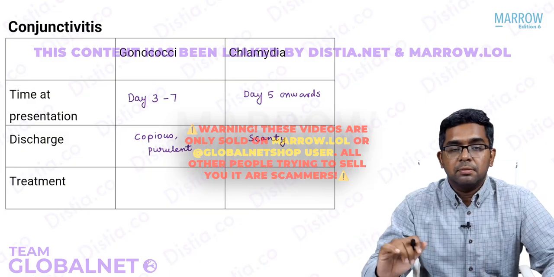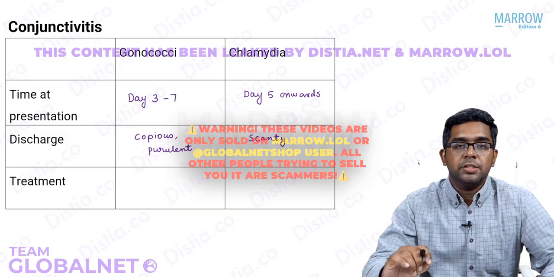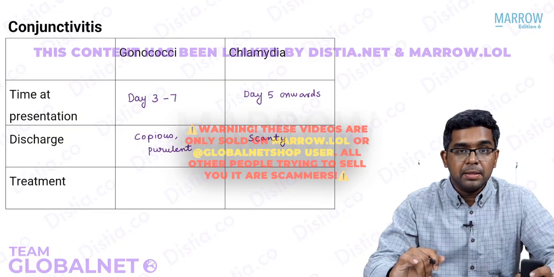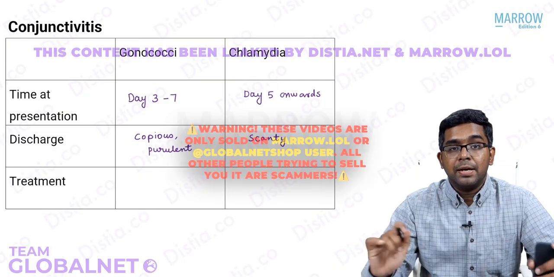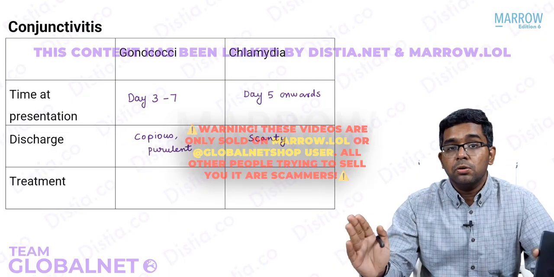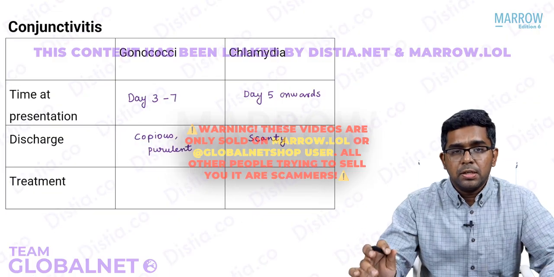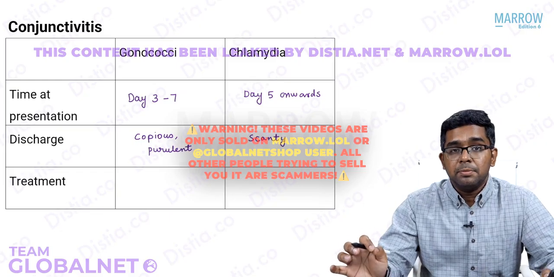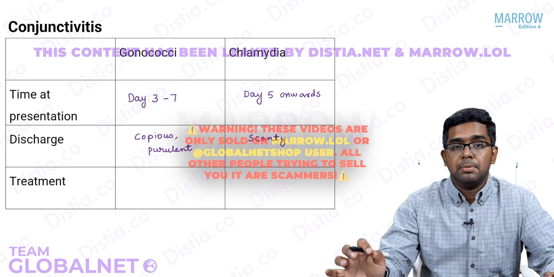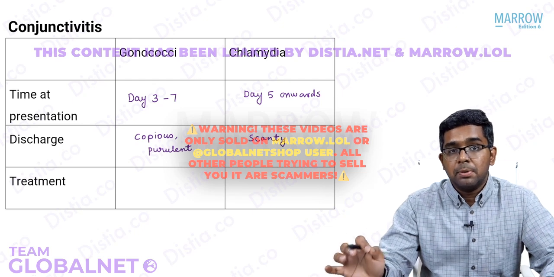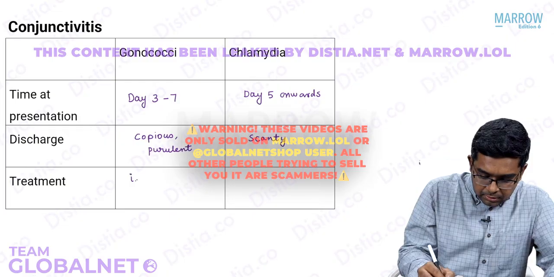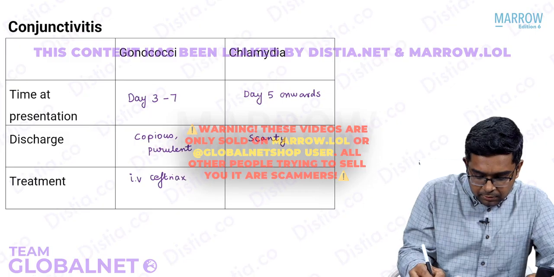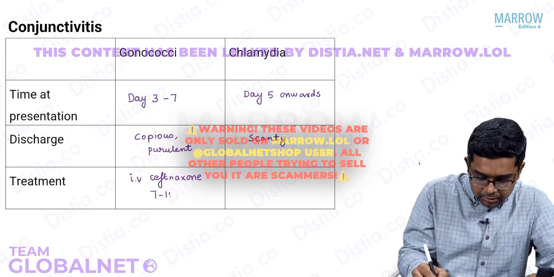Regarding the treatment of conjunctivitis, first gonococcal conjunctivitis. Even though this is only a conjunctival infection, it can spread very rapidly, so there is a risk of blindness in the newborn. It can also cause a systemic infection. That is why gonococcal conjunctivitis is regarded as an emergency and treatment has to be started with parenteral antibiotics. What is the usual antibiotic we give? It is an intravenous third generation cephalosporin like ceftriaxone, given for a period of 7 to 10 days.